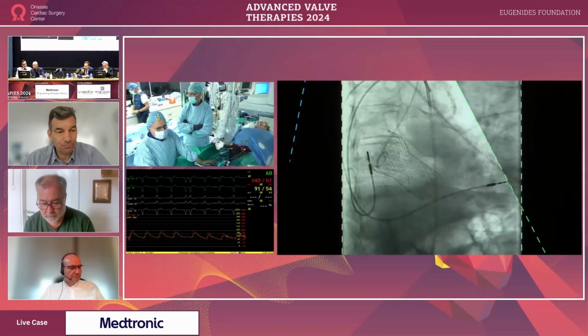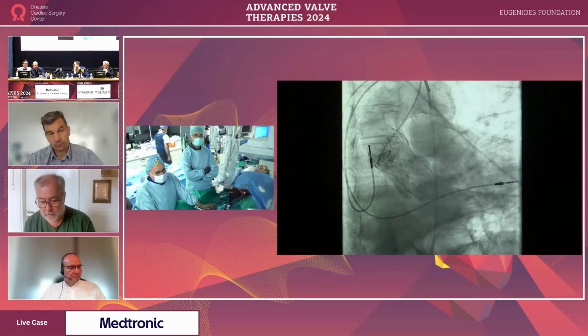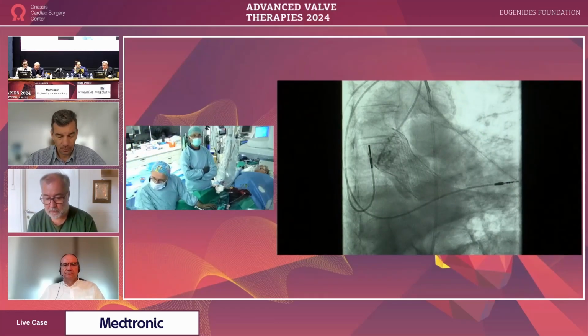What do you think? Post-dilation, Ari? I think it smells like a post-dilation. So diastolic pressure, I don't know if you can hear me, George. It's 52, it's coming up.